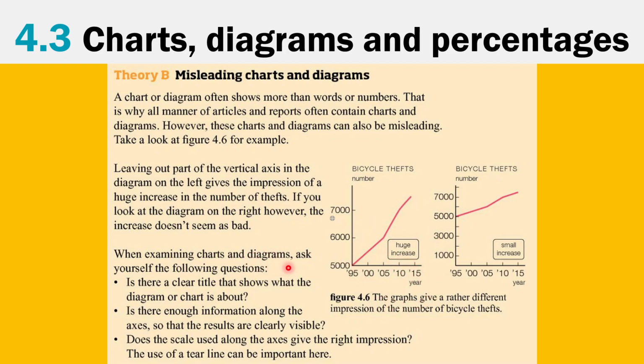When examining charts and diagrams, ask yourself the following questions. Is there a clear title that shows what the diagram or chart is about? That's important. Is there enough information along the axis so that the results are clearly visible? So is it very clear what it's about? And does the scale used along the axis give the right impression? The use of a tear line can be important here, right? If you're going to use it, at least use a tear line here.